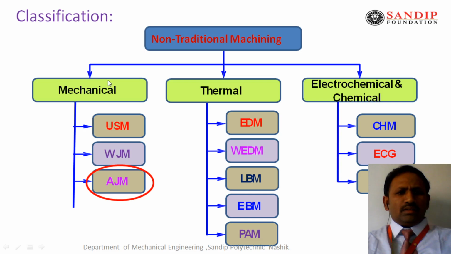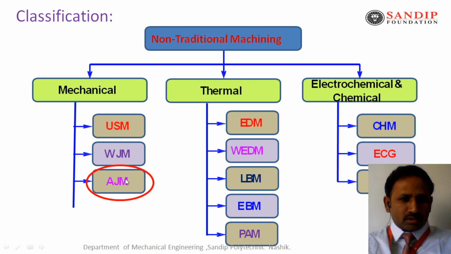So first, according to which energies are used here, like mechanical energy, then thermal energy, then electrochemical energy or chemical energy. Likewise, mechanical energy means the energy used in ultrasonic machining. USM stands for ultrasonic machining. Then WJM means water jet machining. Then the third one is the abrasive jet machining process. So here only mechanical energy is used, no heat is generated. So that's why it is mechanical based.